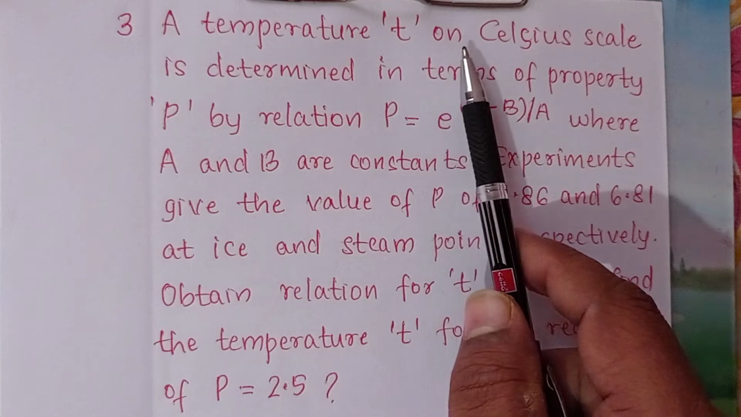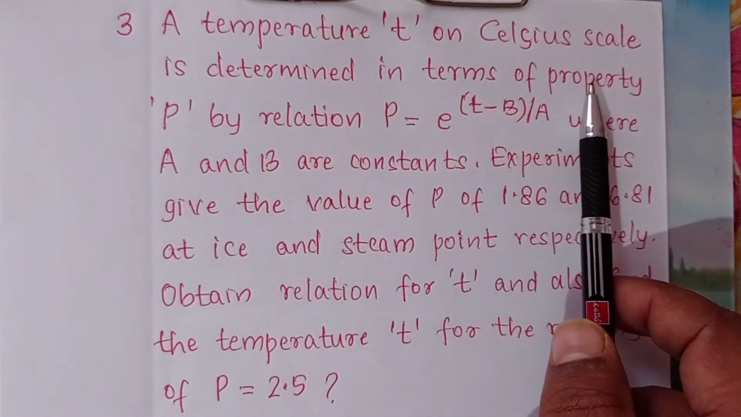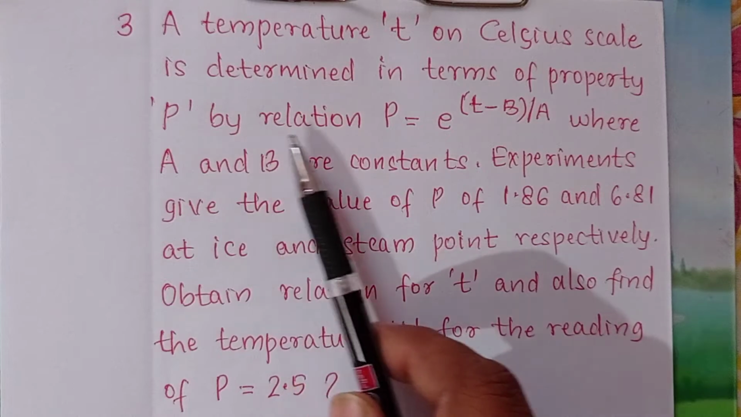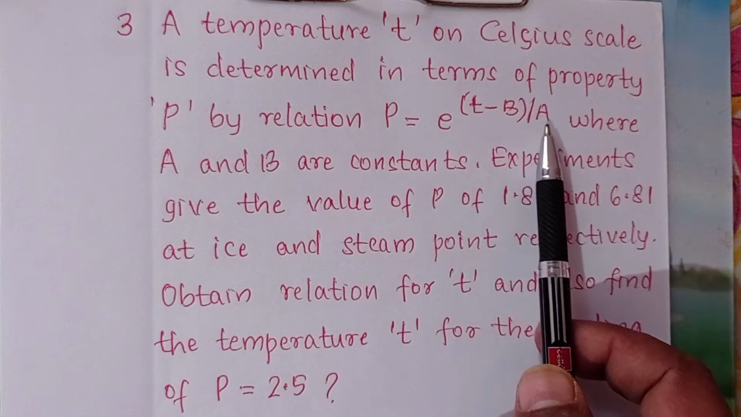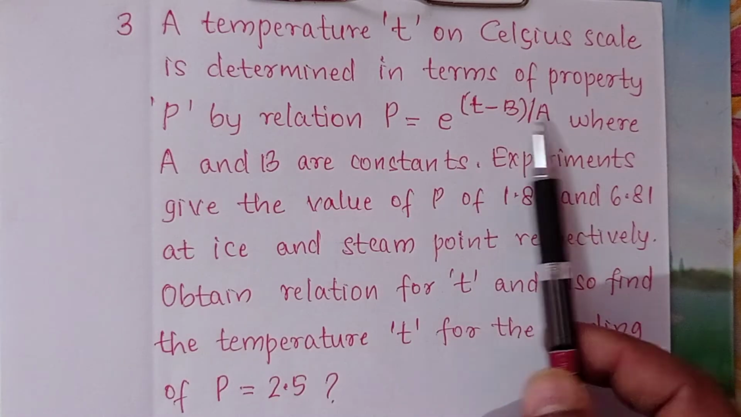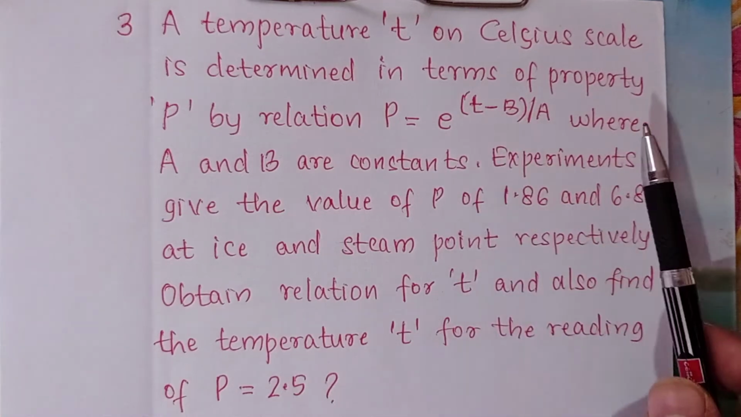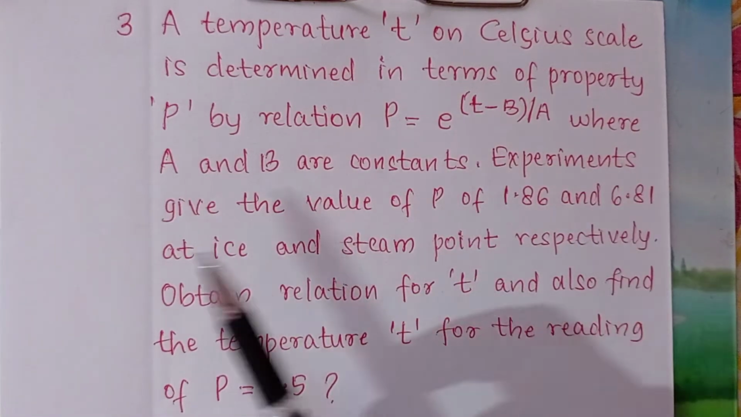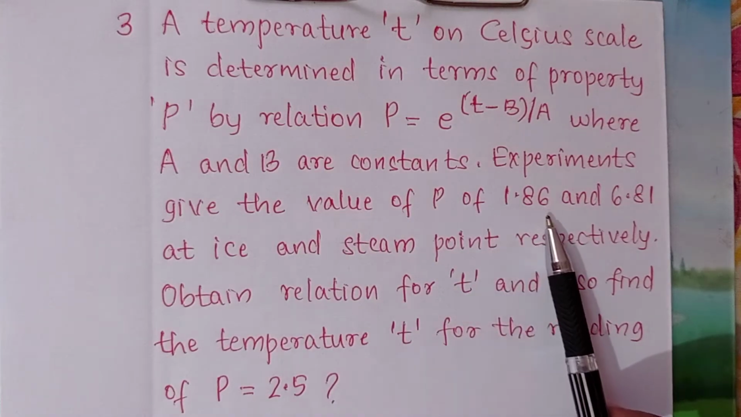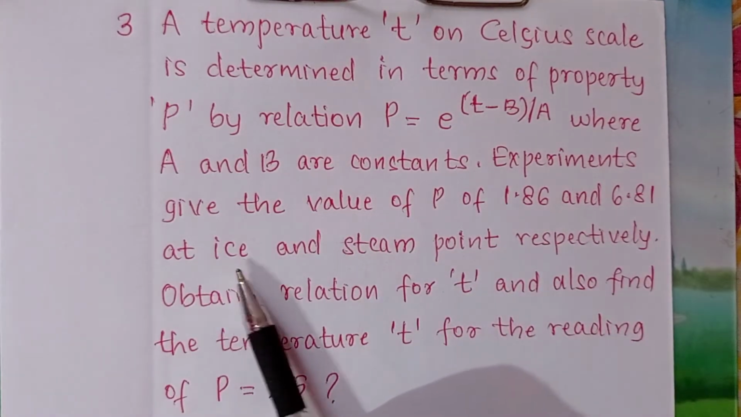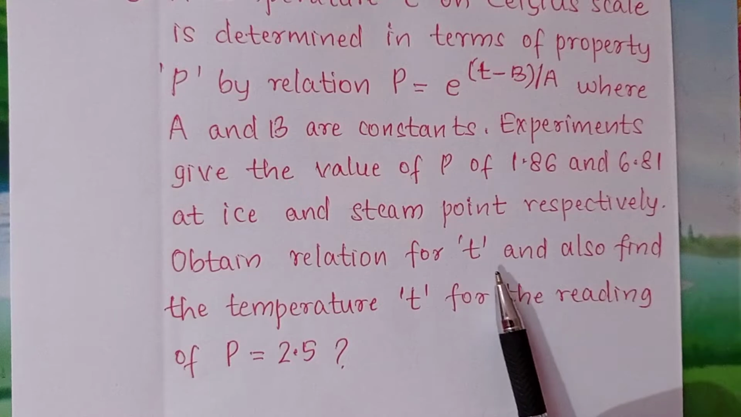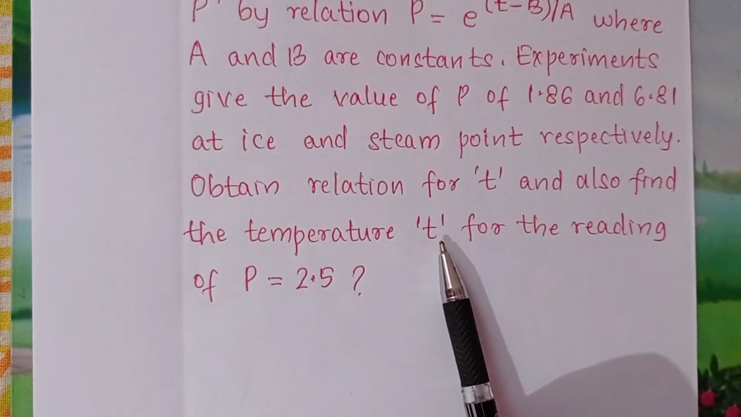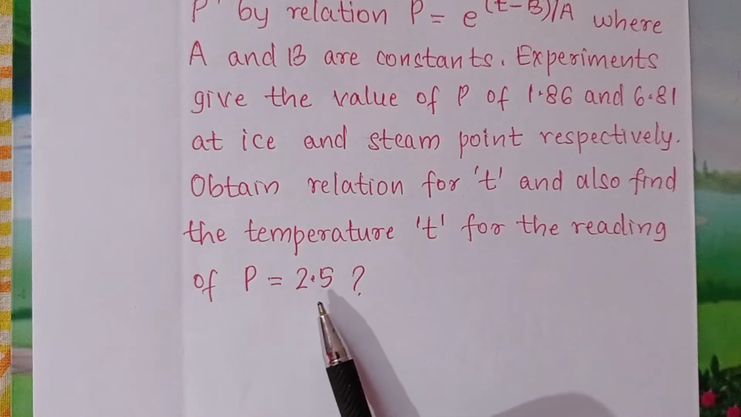A temperature T on a Celsius scale is determined in terms of property P by the relation P is equal to e to the power (T minus B) by A. This term, that is T minus B by A, is the power of e, where A and B are constants. Experiments give the value of P of 1.86 and 6.81 at ice and steam point respectively. Obtain a relationship for T and also find the temperature T for the reading of P equal to 2.5. So this is the problem given to us.